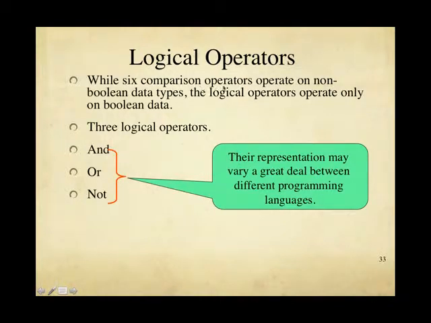While the 6 comparison or relational operators operate on non-Boolean data types, every data type other than Boolean, the logical operators only operate on Boolean data type. Operate means they can combine operands together. There are 3 logical operators: and, or, and not. These are the names in words. In a programming language, we do not use these words. We use symbols.